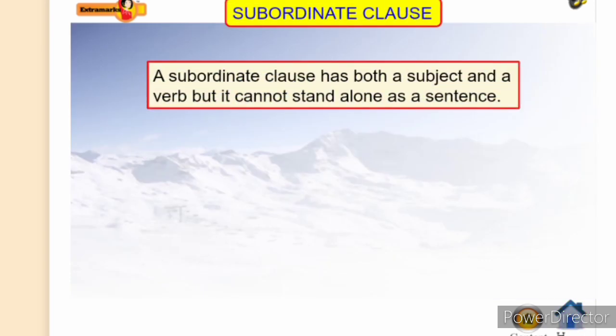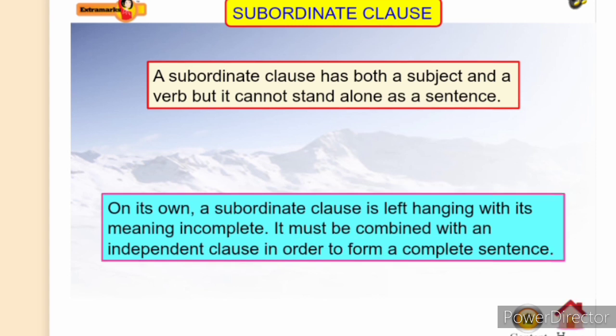Subordinate clause: a subordinate clause has both a subject and a verb, but it cannot stand alone as a sentence. On its own, a subordinate clause is left hanging with its meaning incomplete. It must be combined with an independent clause in order to form a complete sentence.